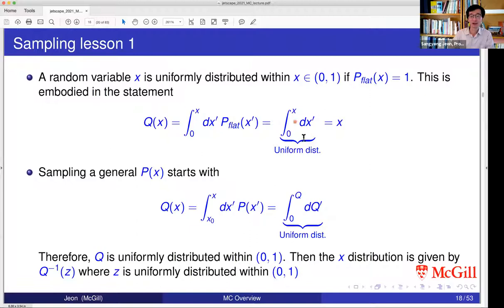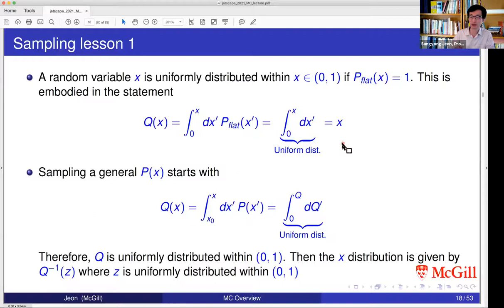If you have a flat probability distribution, that means this is 1. So if you integrate from 0 to a certain x, you just have a constant to integrate, and that just becomes x. So if you have a uniform distribution, the normalization integral looks like this. You have a constant to integrate. That's the giveaway that your probability distribution is a uniform distribution.